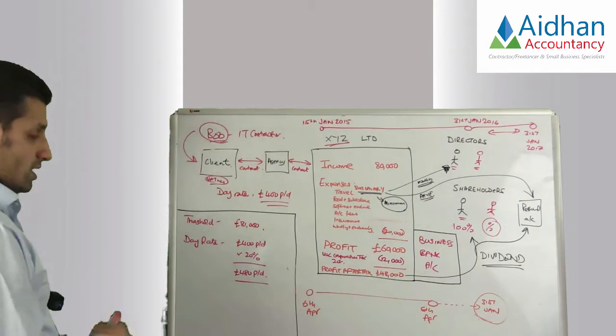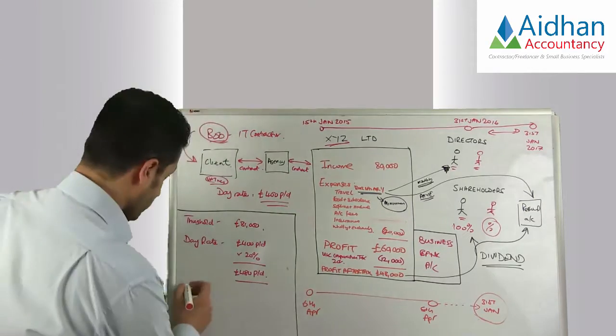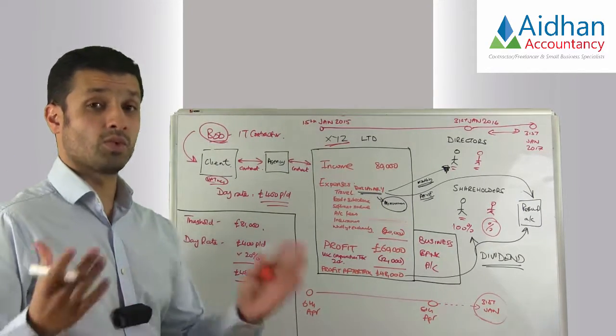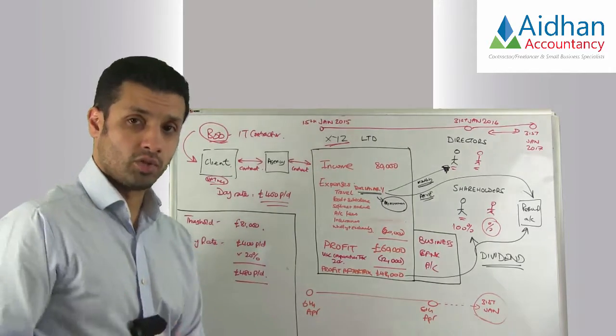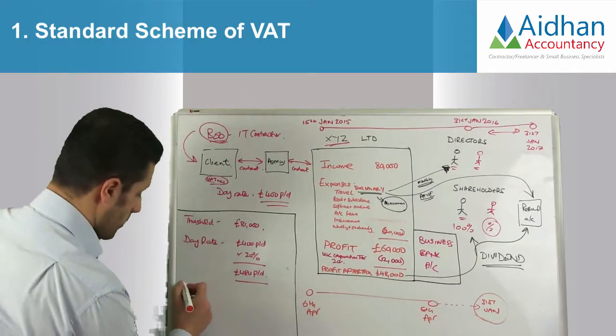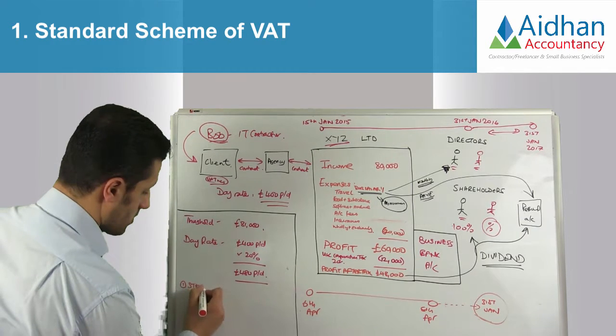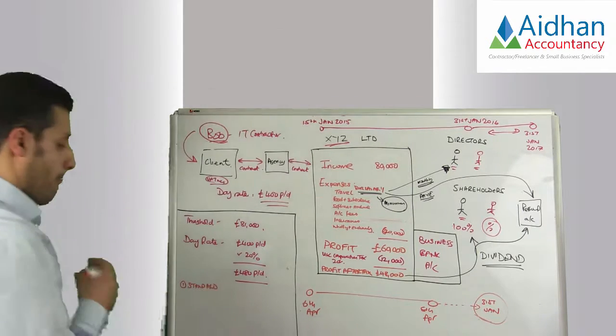What happens with VAT? There are two schemes. When I say two schemes, these are two schemes that are most relevant to contractors. There are other schemes, but they are actually not too relevant at all. Number one is the standard scheme of VAT.